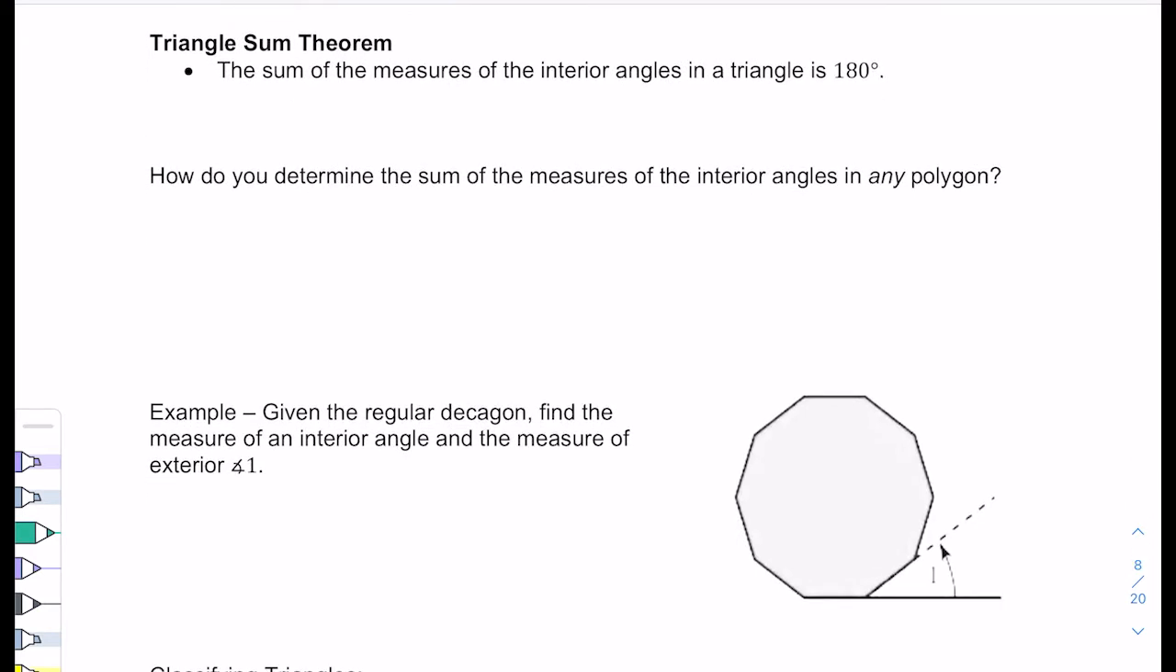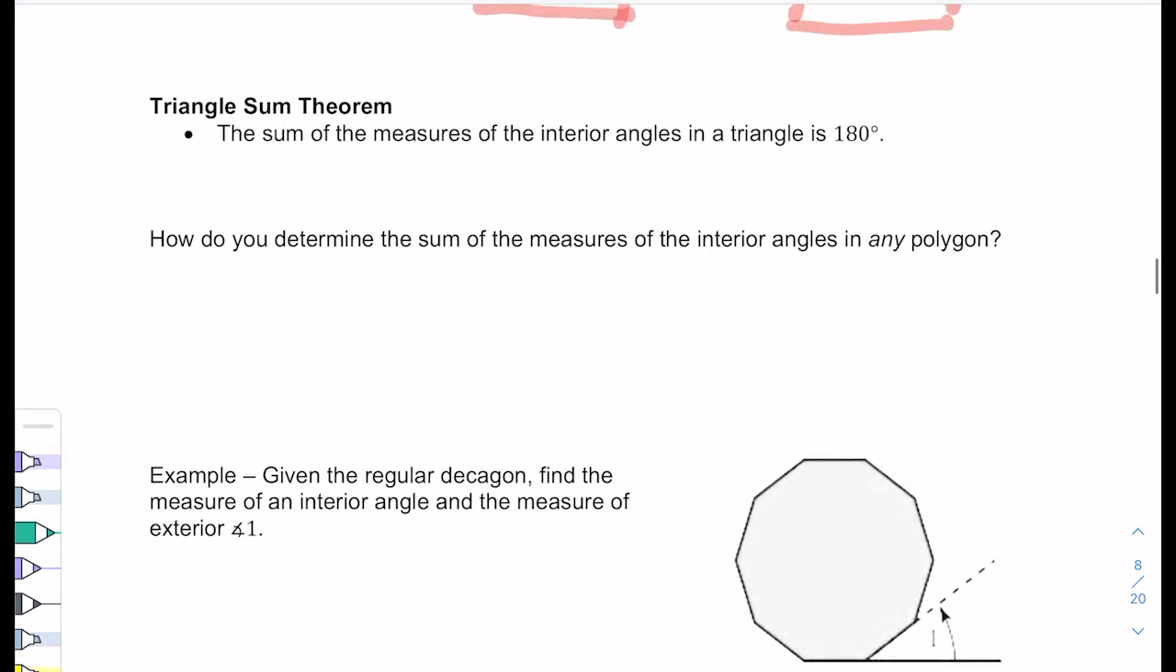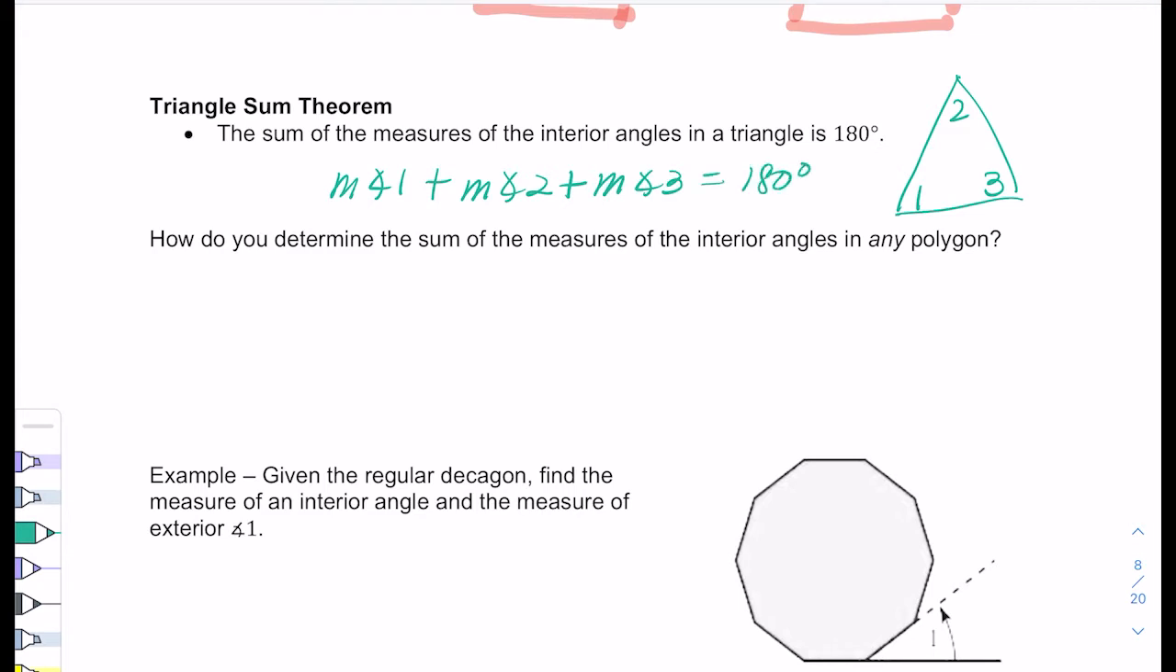So we use triangles a lot in geometry to solve other problems, and it's important to know different properties of triangles. One of those properties is that if you were to add all of the interior angles inside a triangle, you would get 180 degrees. So if I take a triangle and I number the angles, angle 1, 2, and 3, if I was to add the measure of angle 1 plus the measure of angle 2 plus the measure of angle 3, it would add up to 180 degrees. And that's really important because we're going to use that for other problem solving.